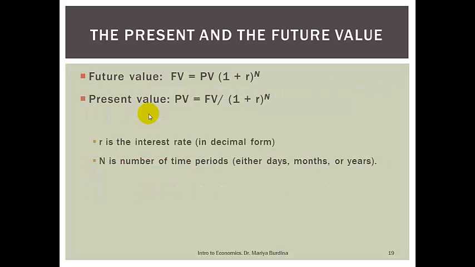We have specific formulas. Future value is the amount of present value multiplied by 1 plus r taken to the power of n. Present value is the future value divided by 1 plus r taken to the power of n. So FV and PV stand for future value and present value, r stands for the interest rate in decimal form, and n stands for the number of time periods, either years or days or months, depending on per which period you're earning your interest rate.